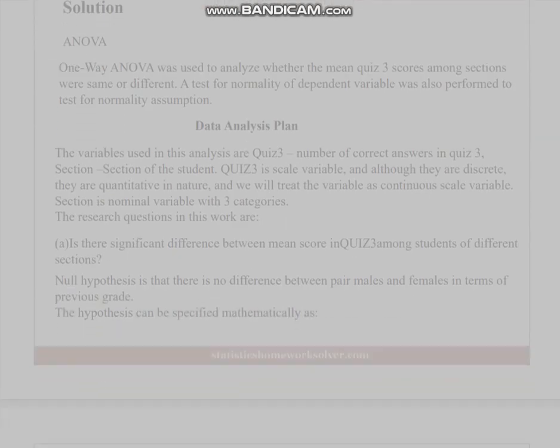Solution. ANOVA. One-way ANOVA was used to analyze whether the mean Quiz 3 scores among sections were the same or different. A test for normality of the dependent variable was also performed to test the normality assumption.